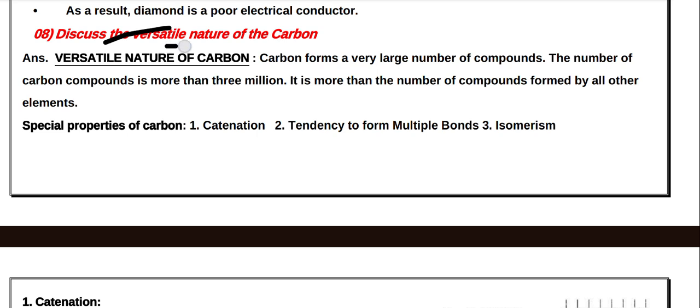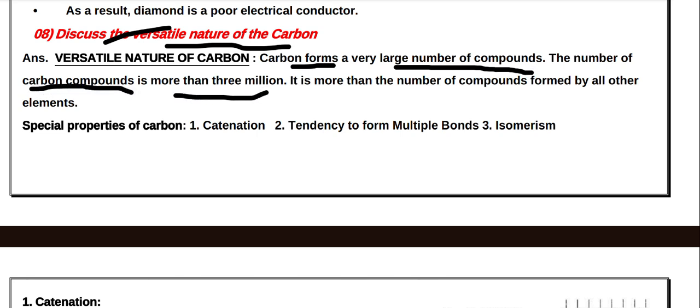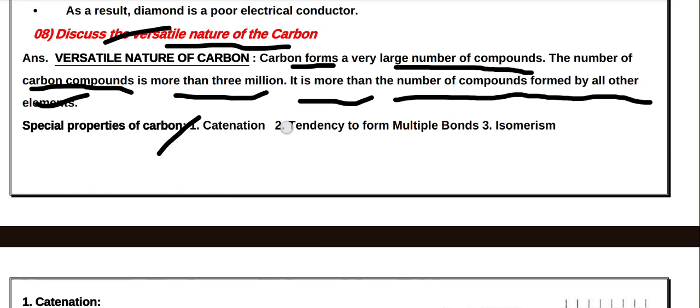Discuss the versatile nature of carbon. Carbon forms a very large number of compounds. The number of carbon compounds is more than 3 million. It is more than the number of compounds formed by all other elements. Special properties of carbon are catenation, tendency to form multiple bonds, and isomerism.